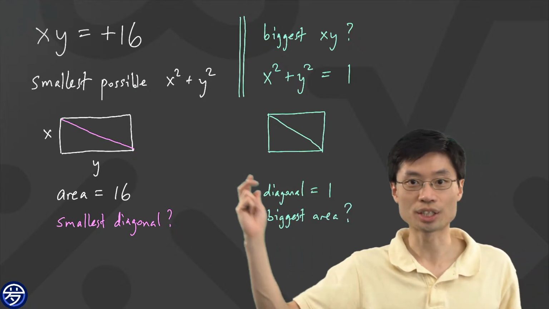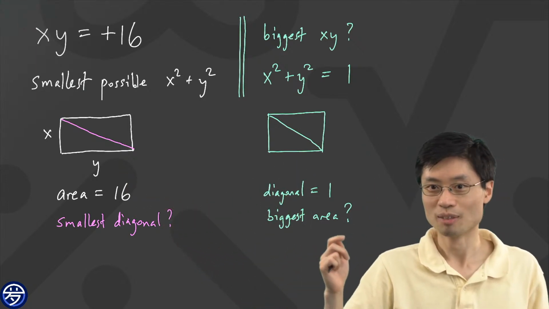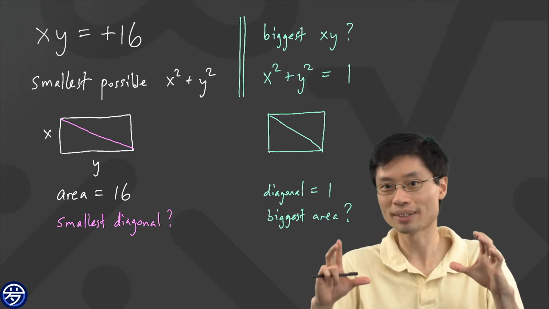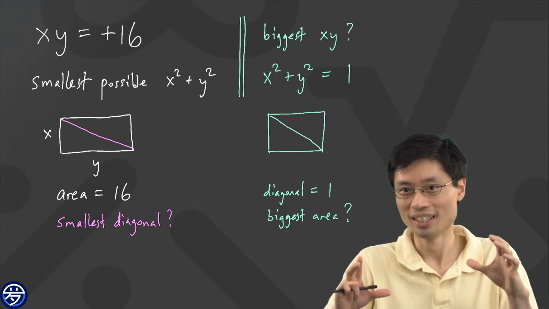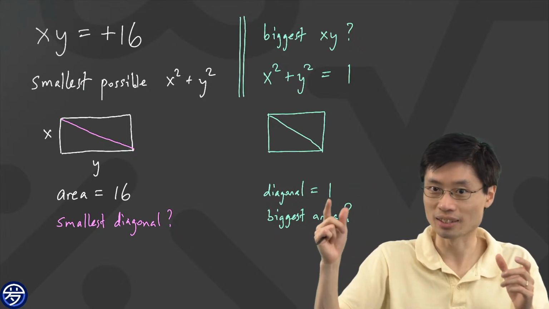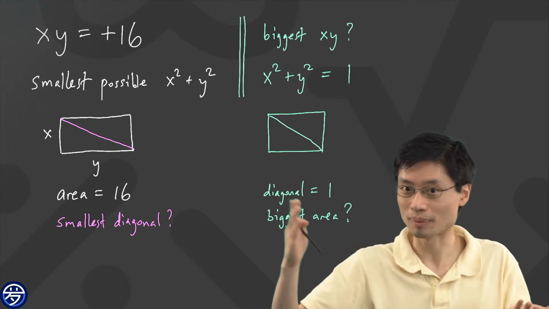I claim that the shape that works for this is the same as the shape that works for this. Because if my goal is, with a certain fixed area, make the smallest possible diagonal, that will be the same shape that, with that particular diagonal, gets the biggest area. Does that make sense to people? I'm just showing you that these two are the same kind of question.